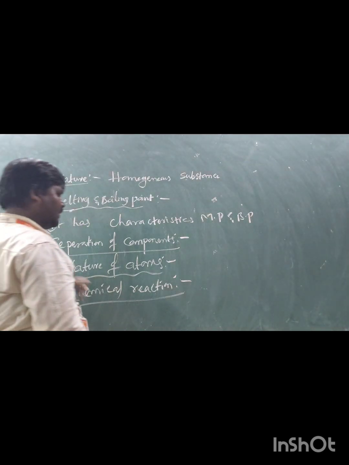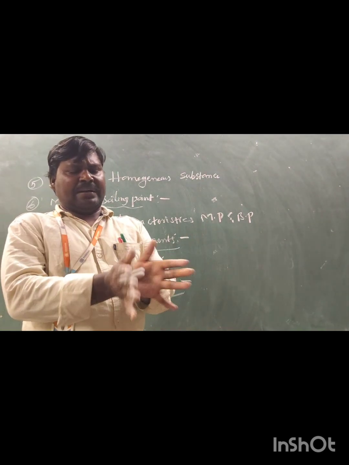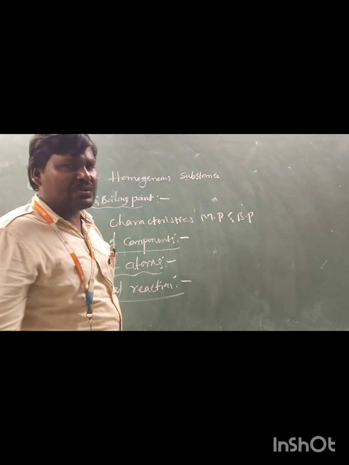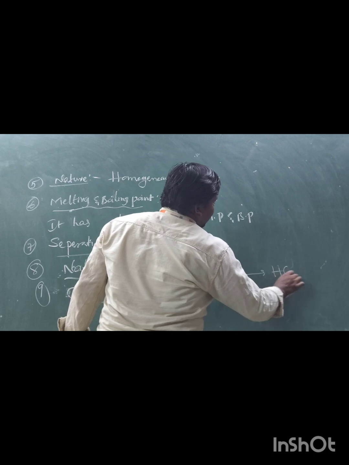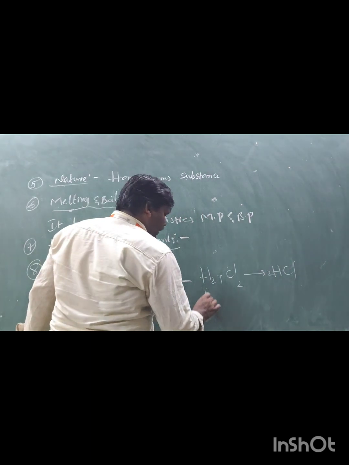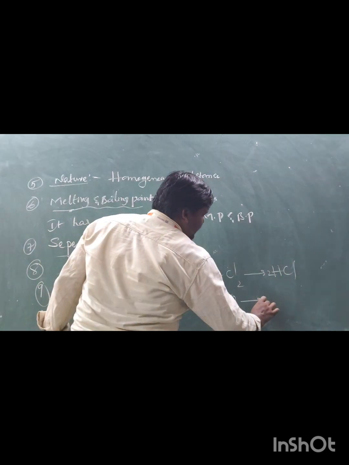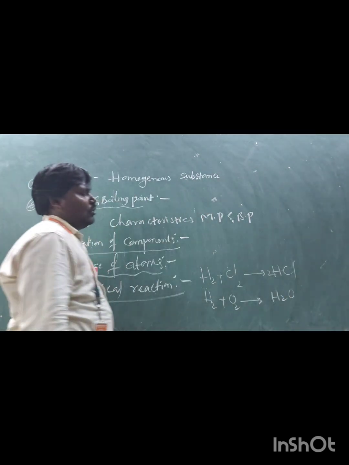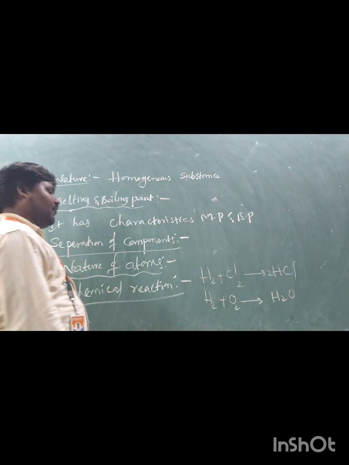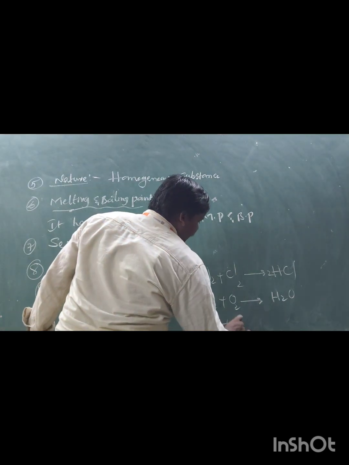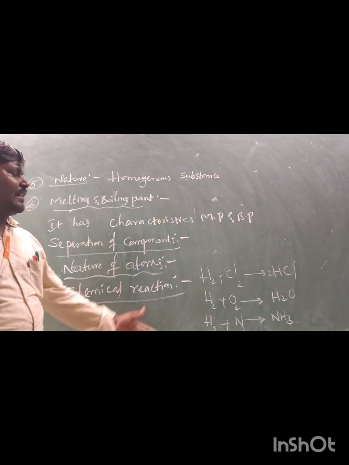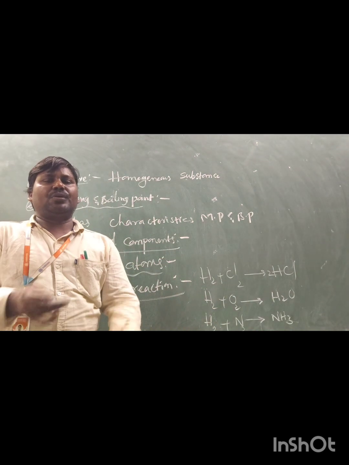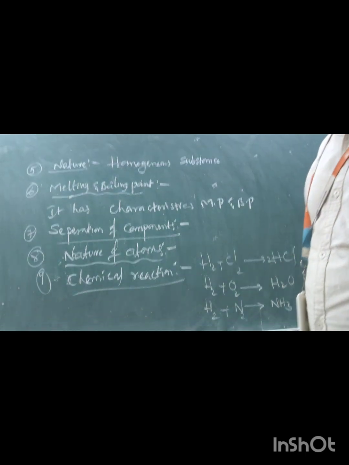For example, elements chemically combine or react to produce a new substance. Hydrogen combines with chlorine to form hydrochloric acid. Hydrogen combines with oxygen to form water. Hydrogen combines with nitrogen to form ammonia. These are all chemical reactions. Different elements chemically combine to produce new substances.